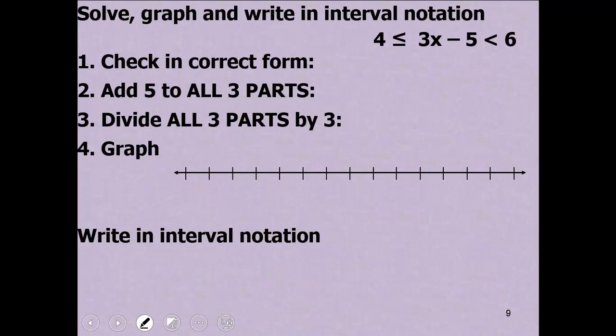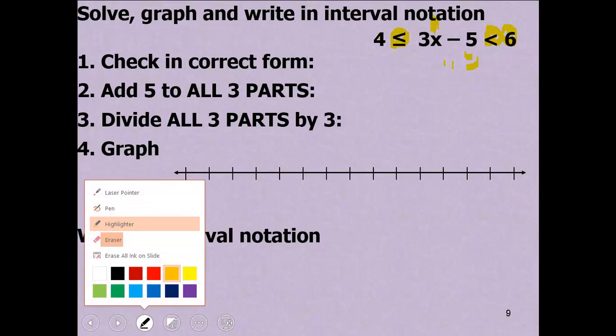Here we go. Let's see what that really looks like. All right. Check to see if you're in the correct form. I have my smaller number on the left. I have my larger number on the right. Good there. My inequalities are both less thans. Good there. Okay. Now, in order to get this variable all by itself in the center, I'm going to have to add 5 to all the parts.